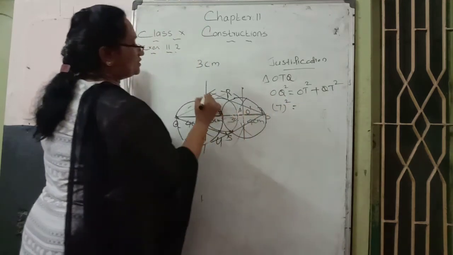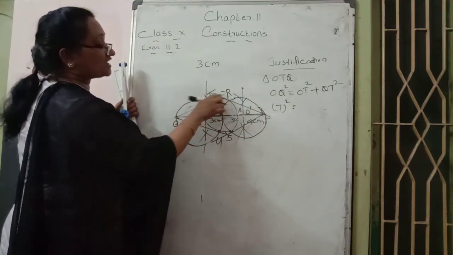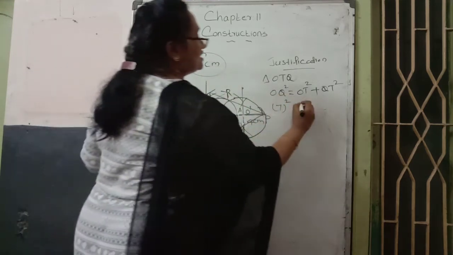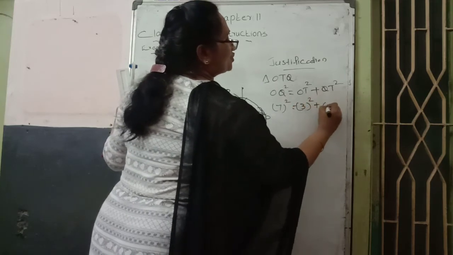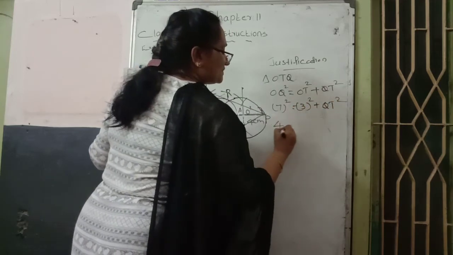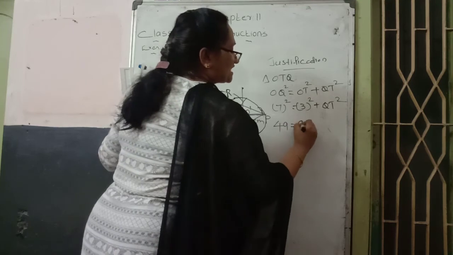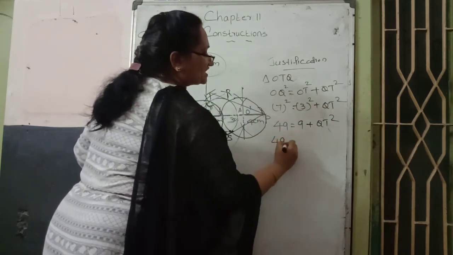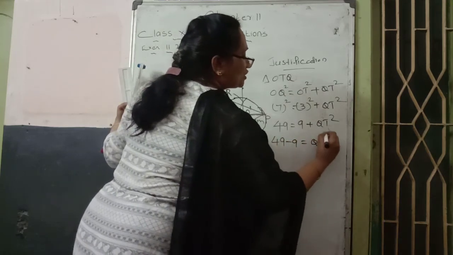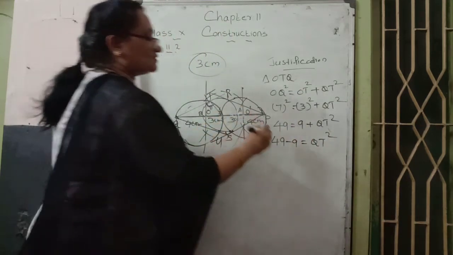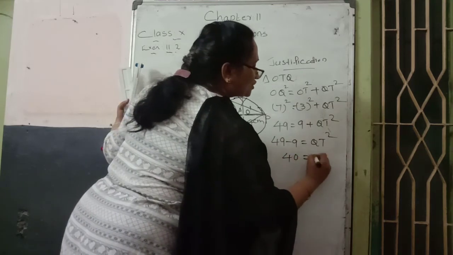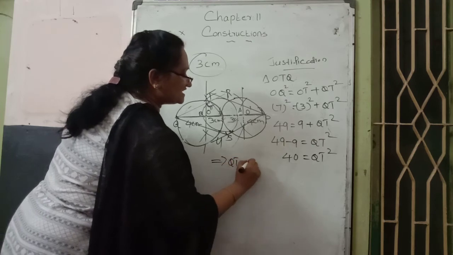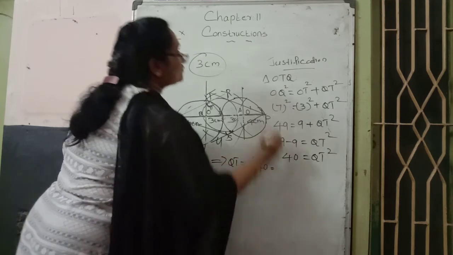And OT value is how much? That is equal to the radius of our first circle. Firstly we drew 3 cm. So 3 squared plus QT squared, which we don't know, equals 7 squared, which is 49. 3 squared is 9, plus QT squared. Bring 9 to the left side. So 49 minus 9 is equal to QT squared. 49 minus 9 becomes 40, equal to QT squared. We want the QT side. This implies that QT is equal to the square root of 40.